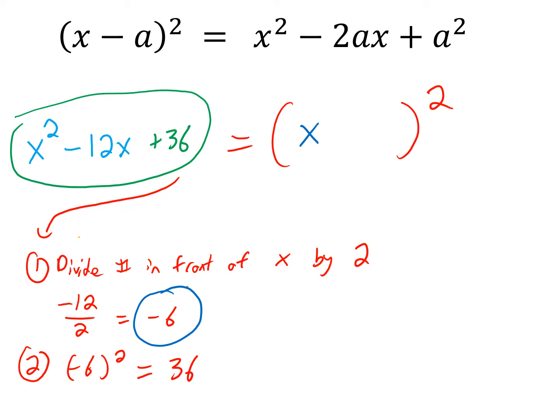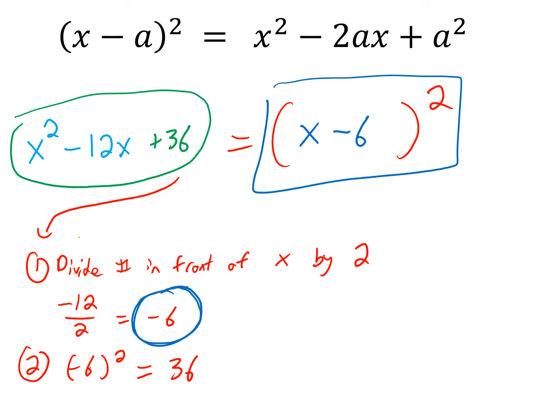Notice when I wrote that number down, it was a negative. Because it was a negative, it's actually going to be a minus. I know I said plus, but plus a negative is just like minus. So it's going to be x minus 6 squared. And again, you can go ahead and check it. You can multiply this whole thing out and see that you get this.